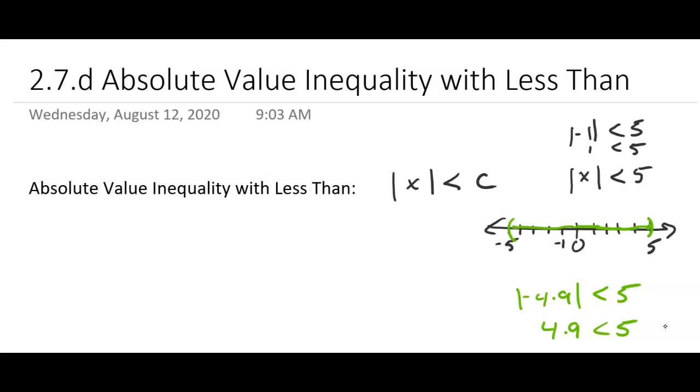So I get this in-between situation where I can have numbers less than 5, but only so small, because then when I take the absolute value, they get larger than the original number. So it's an in-between situation. I call it a less than sandwich.